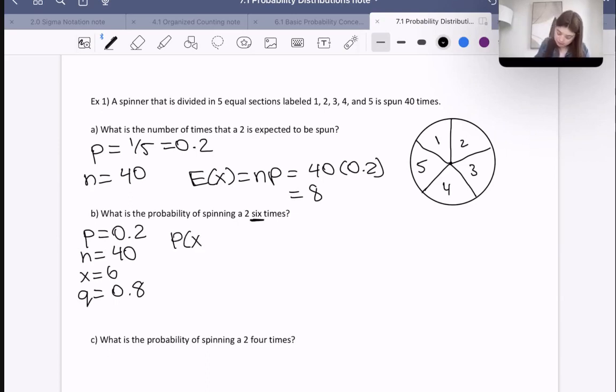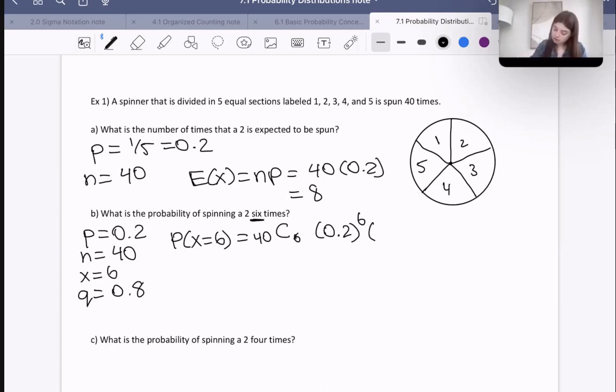So P of X equals 6 is going to equal 40 choose X, which is 6, 40 choose 6, times 0.2 to the power of 6, right? Because 0.2 is the probability of spinning a 2, and we need that to happen 6 times, right? We need that 0.2 chance, that 20% chance outcome, to happen 6 times for 6 successes.